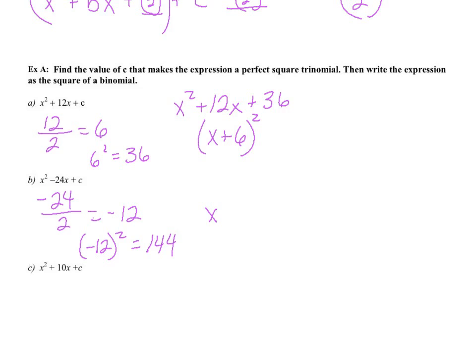So then it gives me my perfect square trinomial, x squared minus 24x plus 144. When I factor that, it's (x minus 12) squared. Okay.